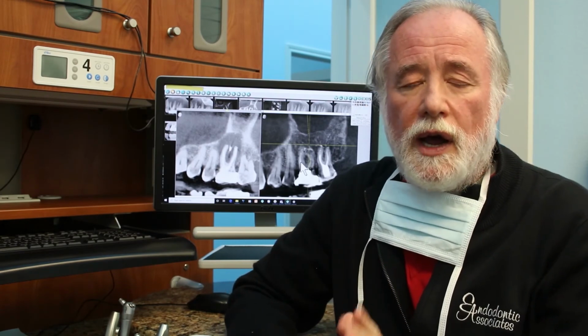So phenomenal healing results here, things that I just would not have seen doing conventional root canals. Not to say that conventional root canals can't do well for you, but this is the kind of healing that I'm seeing with the GentleWave process. Phenomenal stuff.